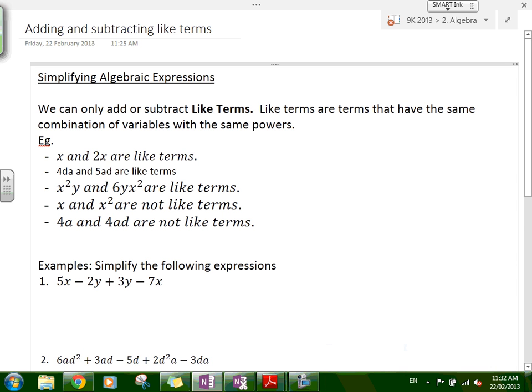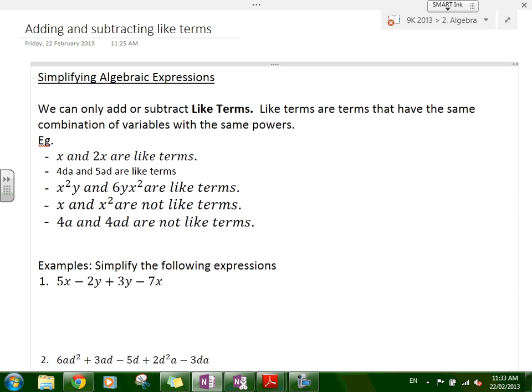So we're talking about adding and subtracting algebraic terms, simplifying expressions. When you add and subtract in algebra, we have to have what are called like terms. Which is basically saying how many lots of this thing and another lot of this thing, and if it's the same thing, you can add them together. If they're different, you can't add them together. You can't simplify. So we can only add or subtract like terms.